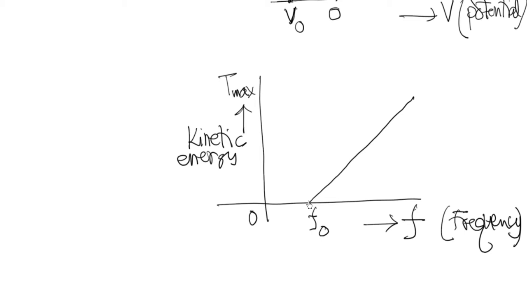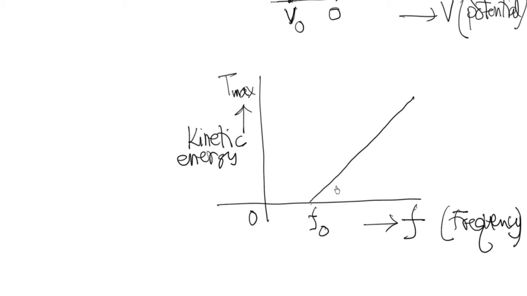Okay, this is known as the threshold frequency. So below this frequency of light falling on the metal surface, no electrons will be ejected, and so you see there is zero kinetic energy. There are no electrons ejected. If you increase the frequency from this f naught, then you see the kinetic energy of the photoelectron increases linearly. So these are the observations that we get from the photoelectric effect experiments.